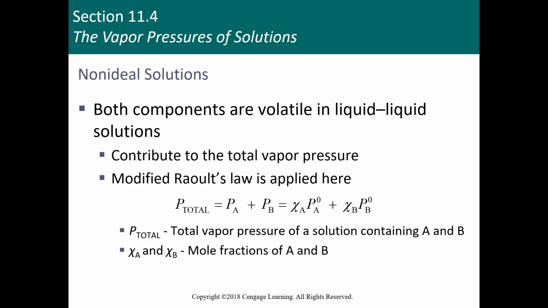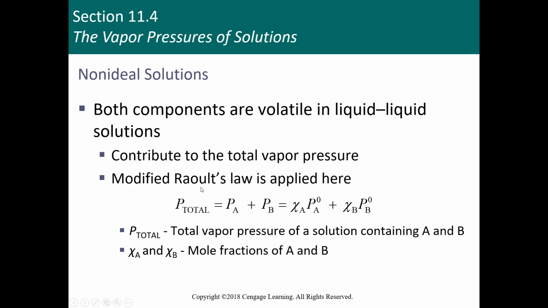So before, Raoult's law sort of tells us an ideal solution, if you will. Now we need to talk about non-ideal solutions. In non-ideal solutions, both components are going to be volatile, in liquid-liquid solutions. So this will contribute to the total vapor pressure. In the case that you have this where both are volatile, you need to use a modified Raoult's law. Essentially, you have to do Raoult's law for both of them.